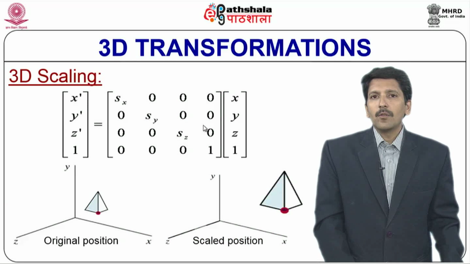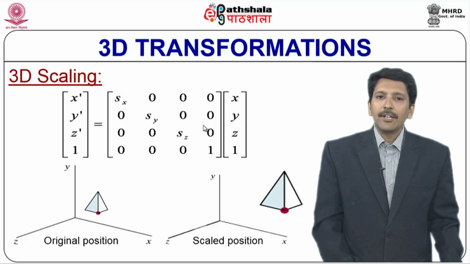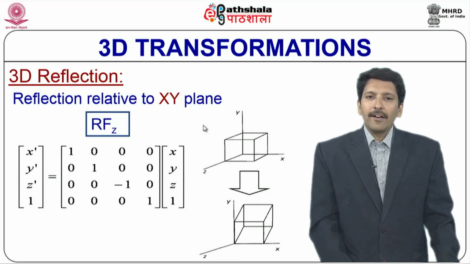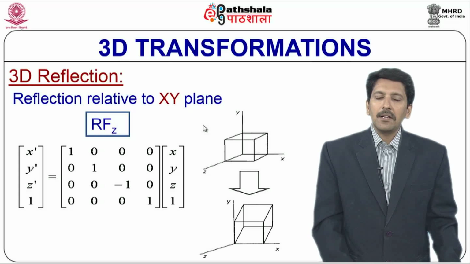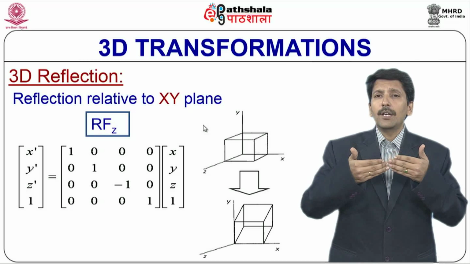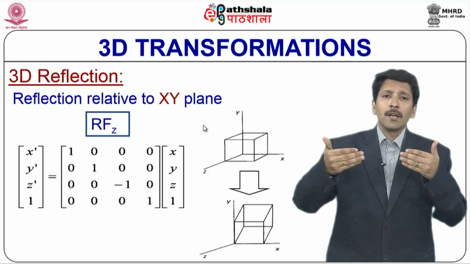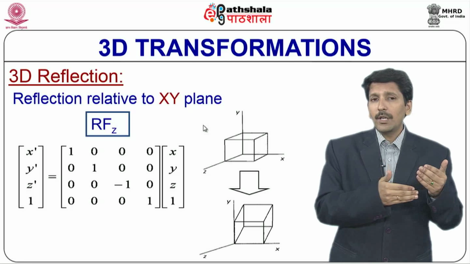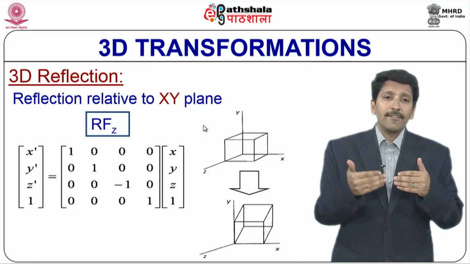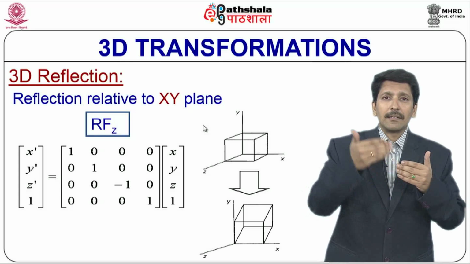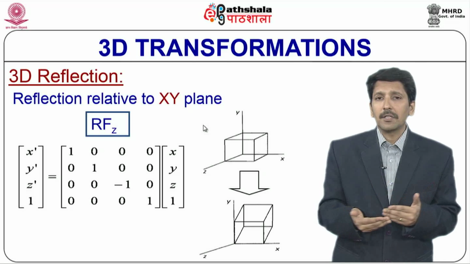The 3D scaling involves just an extension of 2D scaling, with an additional third scaling factor along the z direction, which is Sz, and the rest is all similar. And reflection in 3D is similar to the reflection in 2D. But here, reflection in 2D was being performed with respect to lines, and reflection in 3D will be performed with respect to planes. So reflection with respect to the xz plane, the xy plane, the yz plane, and so on.